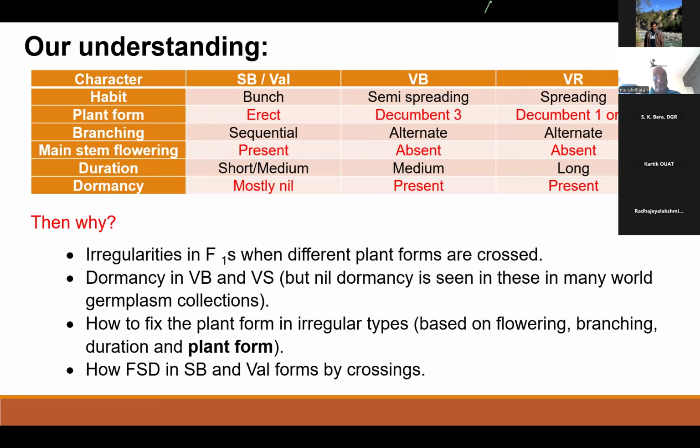Then how to fix the plant type when irregularities come, when we cross, in pedigree breeding, and at the time of release of varieties, which form we should say it belongs to, Spanish bunch or Virginia bunch or Virginia runner. So it is based on first flowering, branching, duration, and plant form. This is most important. Majority of the breeders are going wrong with this, and they are putting Spanish bunch in the Virginia bunch and Virginia bunch in the spreading group. This is because of frustrated dormancy, because dormancy is controlled by more than 2 genes. That's why we are in a position to get a small period of up to 15 days or 20 days of frustrated dormancy in Spanish and Valencia forms by crossing.